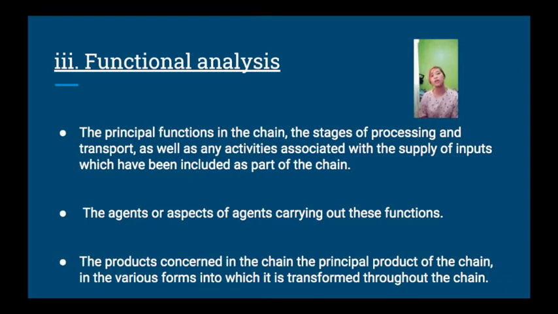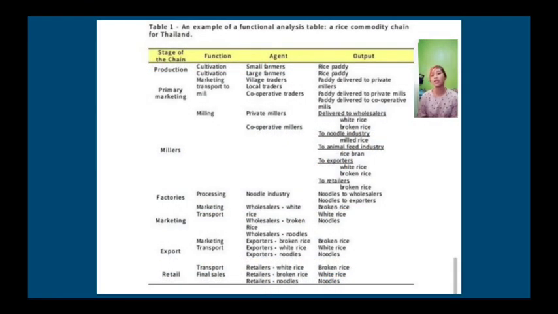So Table 1 below is an example for a rice commodity chain in Thailand. In the example, it illustrates some of the issues discussed above. The analysts have to decide to distinguish between two types of farmers, the large and small, because they want to look at the income distribution aspect. Again, the income distribution implications of the cooperative milling sector differ from those of the private milling sector.